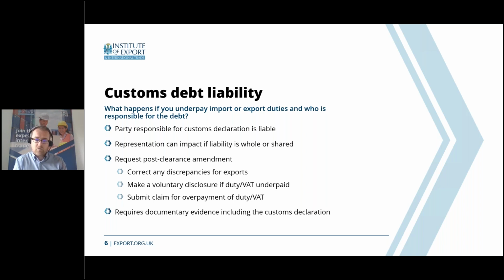And of course, when you have a declaration submitted, there will be documentary evidence to support any of these scenarios. So if there is an overpayment and it's justified because the commodity code was incorrectly stated, and so you were subject to a higher rate of customs duty, you should have your own documentary evidence that confirms what the actual commodity code should have been.